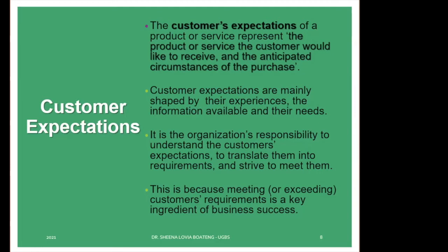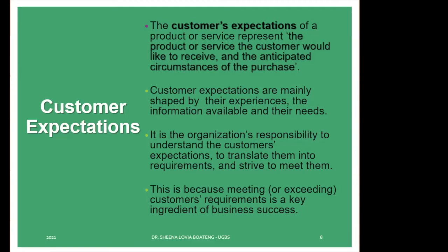So expectations in essence are a product of the needs that we have and the experiences that we have gathered regarding the products and services that can satisfy these needs and how they can satisfy them. So in essence, customer expectations can be defined as the product or service that the customer would like to receive and the anticipated circumstances of the purchase.